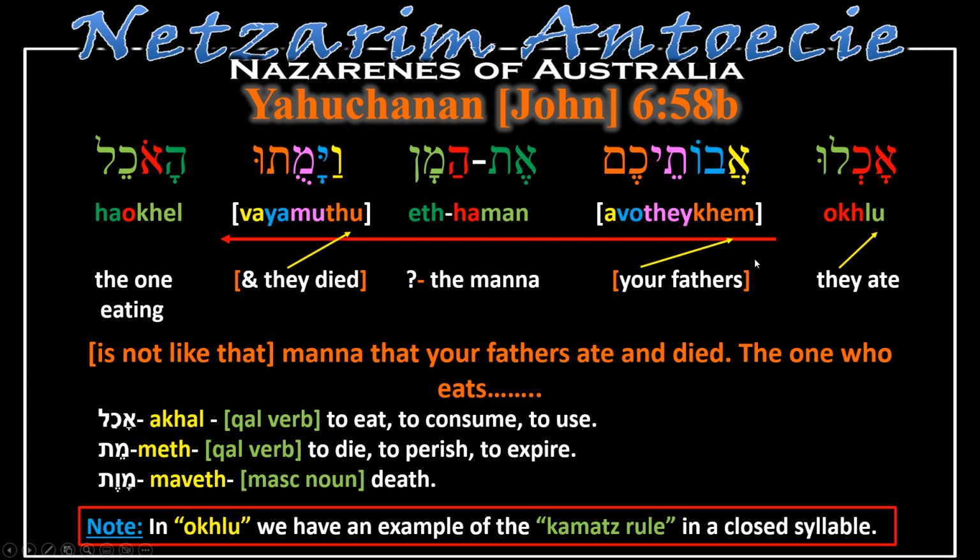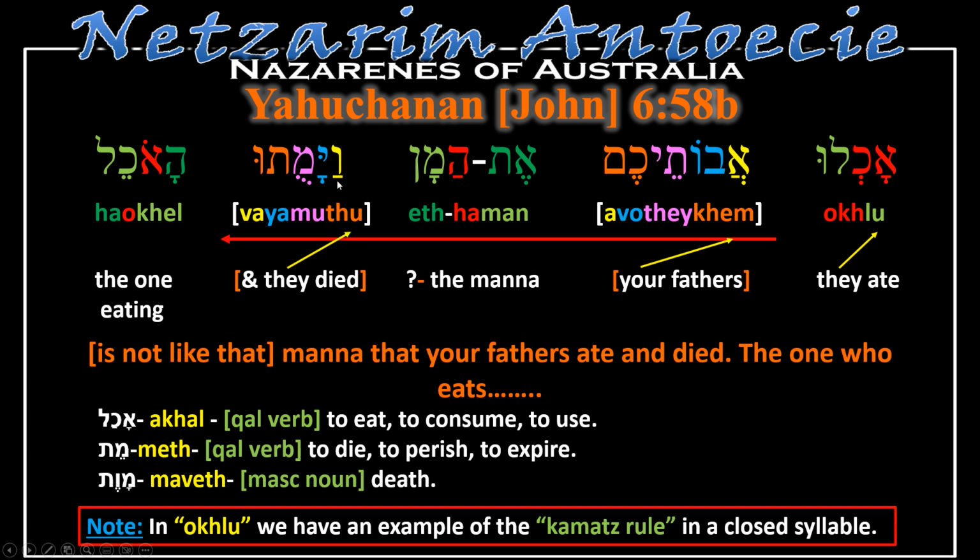And then we read, avotekem, your fathers. Now that could also be the fathers of you, but it's usually translated as your fathers. And the your is the kem at the end, that's a plural you, so therefore it's your fathers. Et gremamaka ha-man, translated as the manna. But let's have a look where it comes from. Well, we haven't got it here, but it literally means portion, the portion.